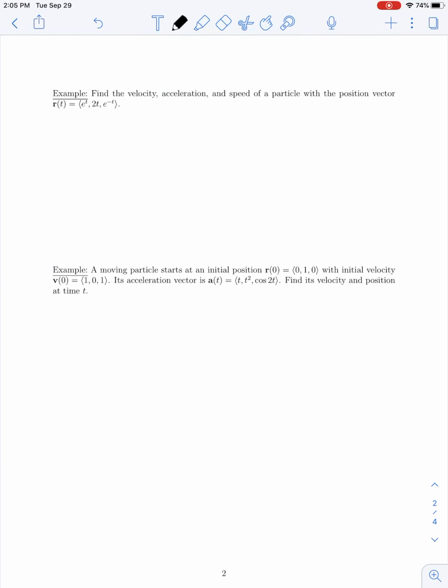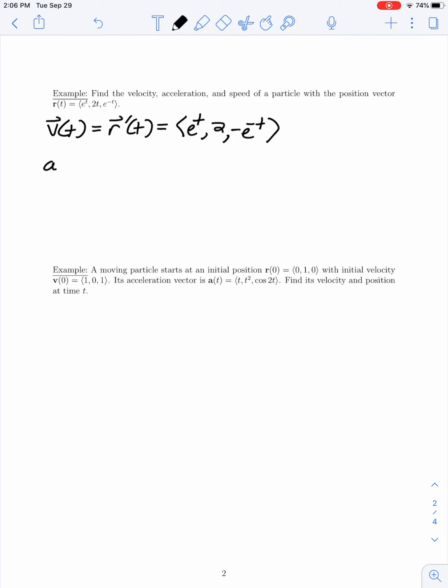So let's look at another example. Here we are asked for the velocity, acceleration, and speed of a particle that has the position vector r of t given here. So again, let's start by finding our velocity vector, v of t, which is defined as the derivative of the position vector. So here we would have e to the t, 2, and negative e to the negative t.